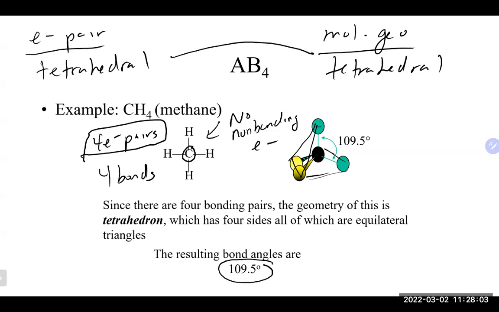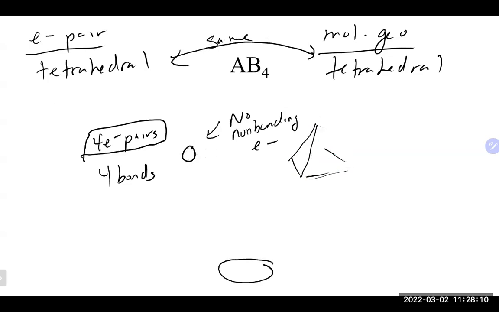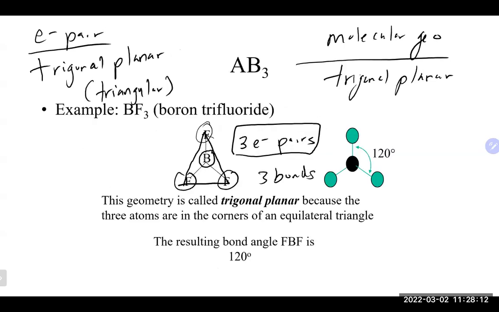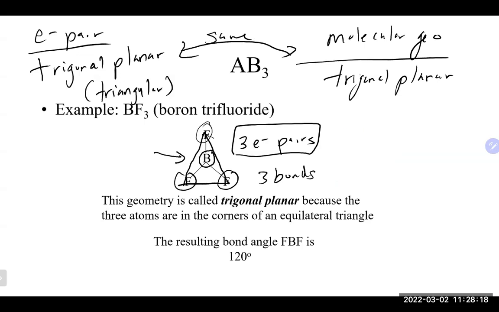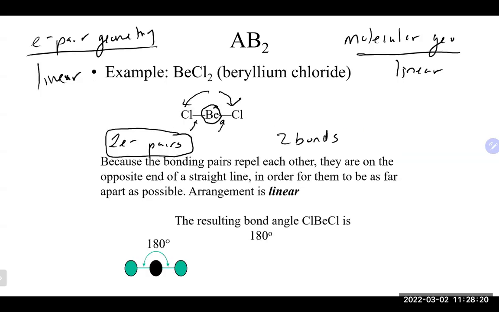The electron pair geometry and molecular geometry names are the same, and that's what we saw previously as well. No non-bonding electrons here, and we end up with the same name. And also on the previous one as well: no non-bonding electrons here, and we end up with the same name.